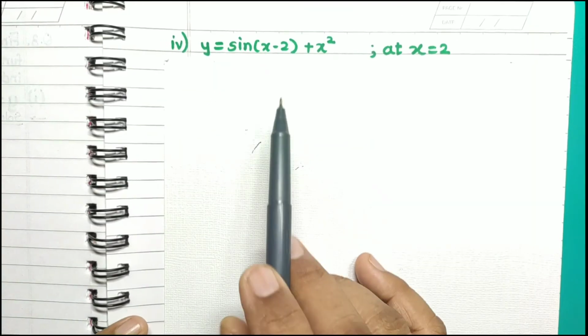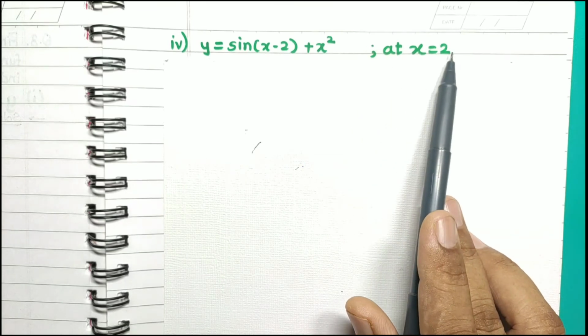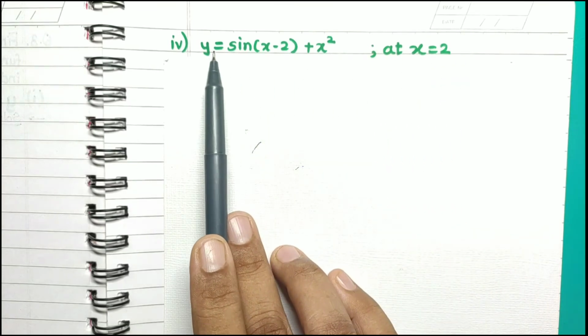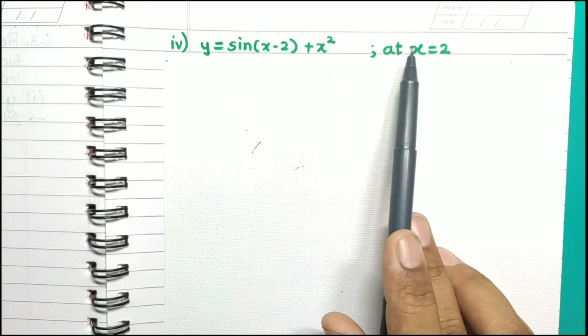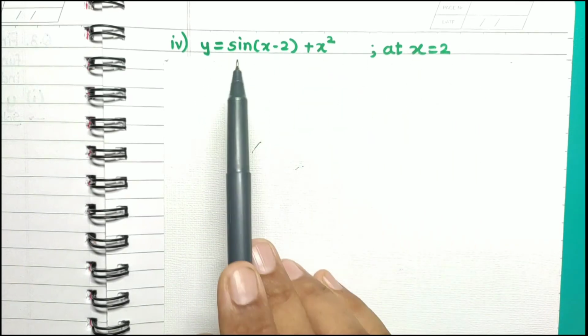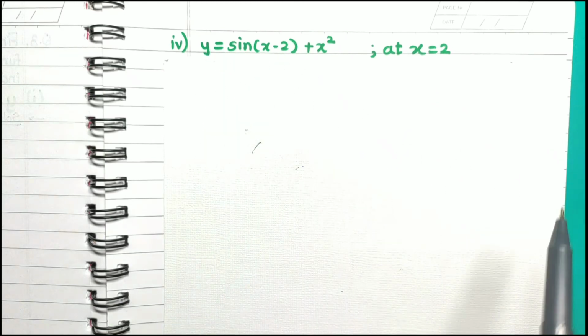Students, the next example is y is equal to sin(x − 2) + x² at x is equal to 2. Here we have to find the derivative of the inverse of this given function y at x is equal to 2. For that we first have to find dy by dx, and it is quite easy.